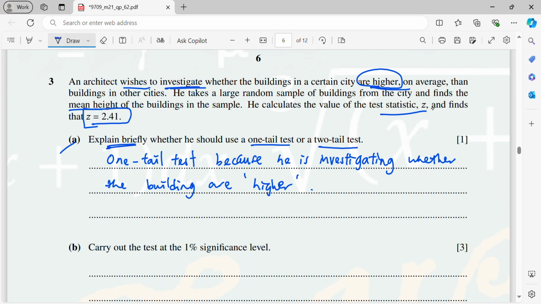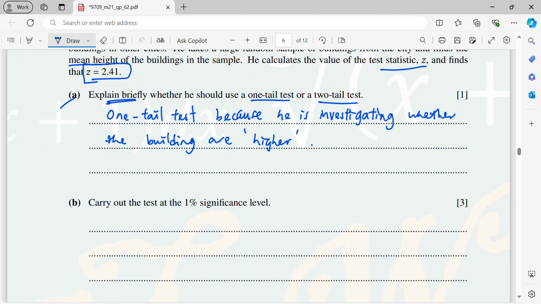Two-tailed test is used when it is not sure whether it's higher or lower. It's just that it does not agree with the given statement. Now B, carry out a test at 1% significance level.